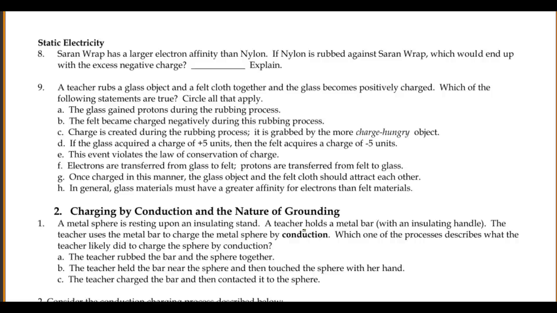Okay, saran wrap has larger electron affinity than nylon. If nylon is rubbed against saran wrap, then the electrons are going to tend to go to the one with larger electron affinity, so they're going to end up with the electrons going toward the saran wrap. And again, the electrons will always move in the direction of the higher affinity. So affinity, if I have an affinity for something, I like it. So objects with a higher affinity like to have the electrons.